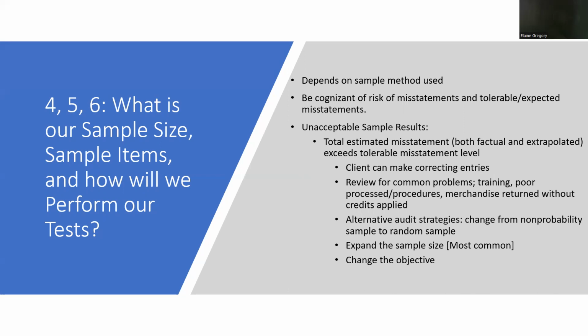Now, you can look for some common problems while you're doing this, and this is part of your documentation letter to management. If they've exceeded it and you've asked them to make correcting entries, you may look to them to find out if there's some training, poor process and procedures. Perhaps it looks like there's a lot of merchandise that's being returned without proper credits being applied. Items like that you can use as suggestions for improvement.